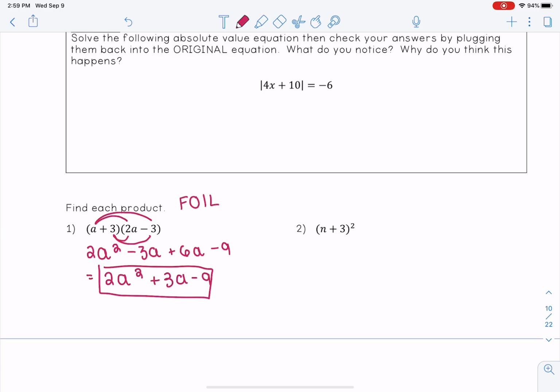Now this next problem, everyone always messes up. So when they see the square, they just say, oh, maybe this is n squared plus 3 squared. That's not the case. For this, n plus 3 squared is n plus 3 times itself. So n plus 3 times n plus 3. Now FOIL, so first, outer, inner, last, combine like terms.